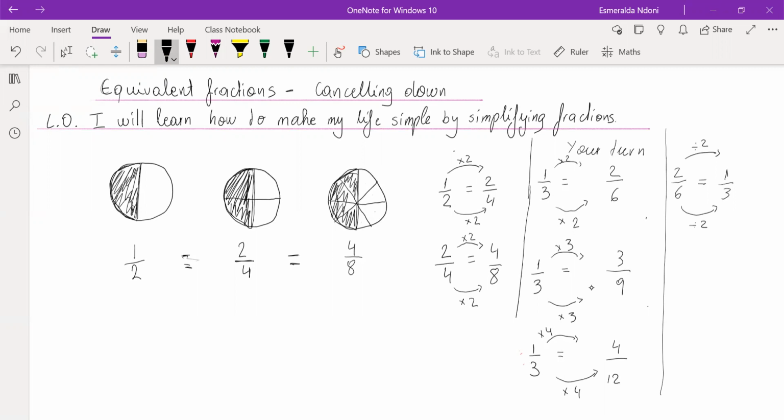And the chant that we're going to use in maths for it is make your life simple, simplify first. So I'm going to write that down and you're going to copy it in your book. So chant, make your life simple.